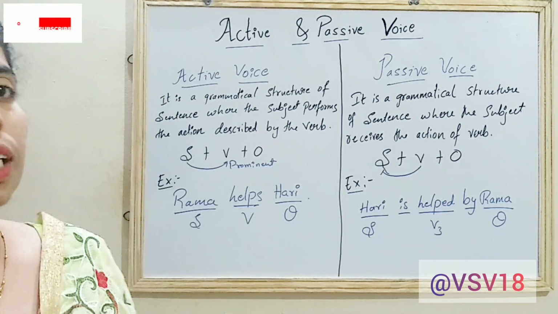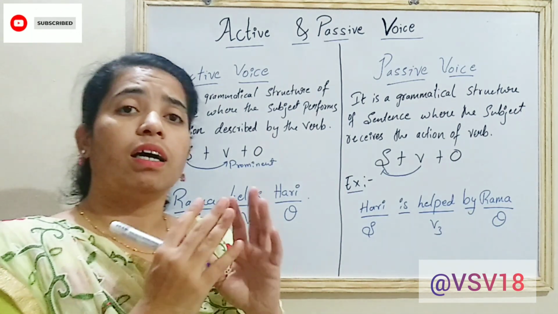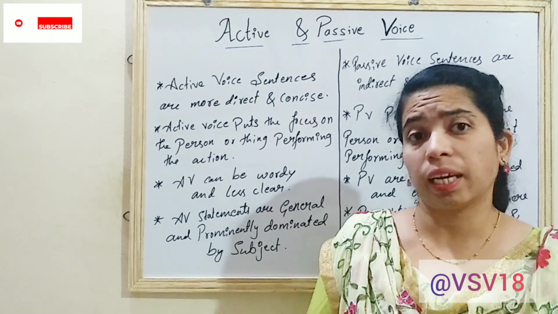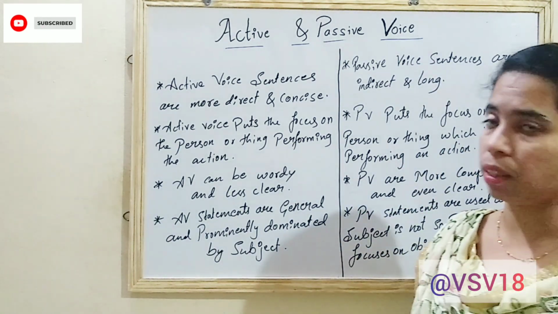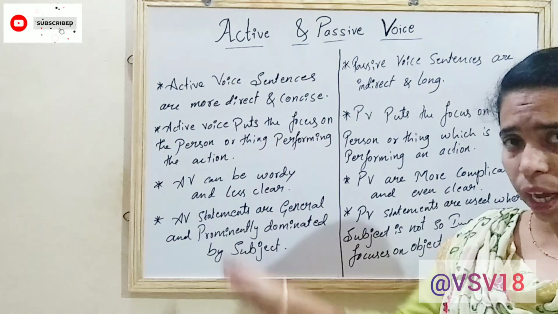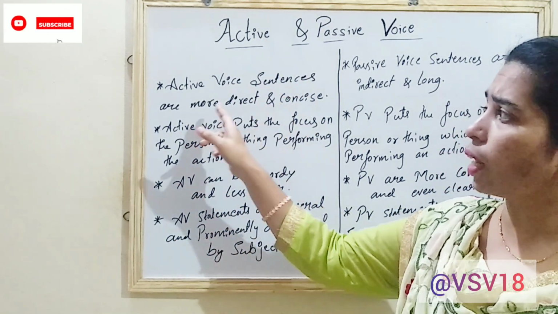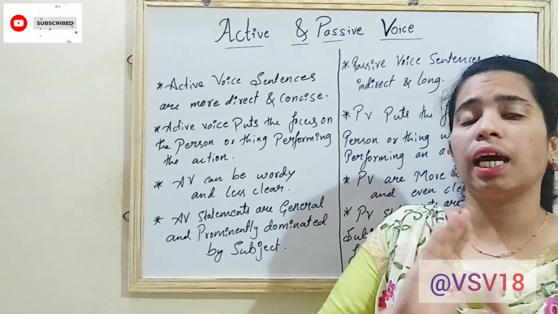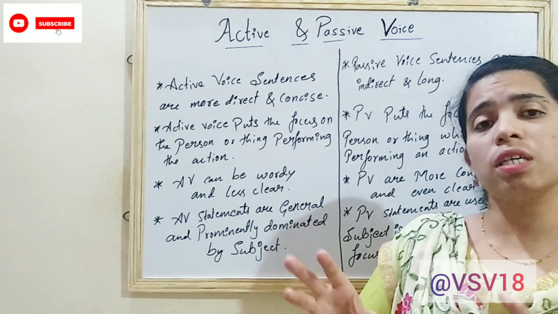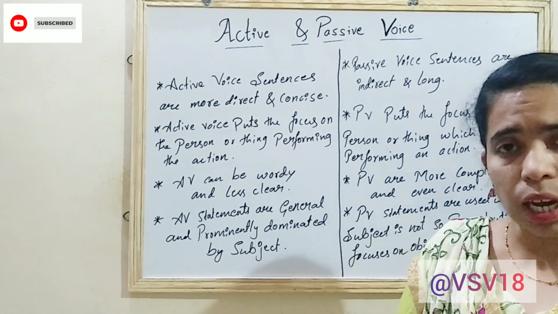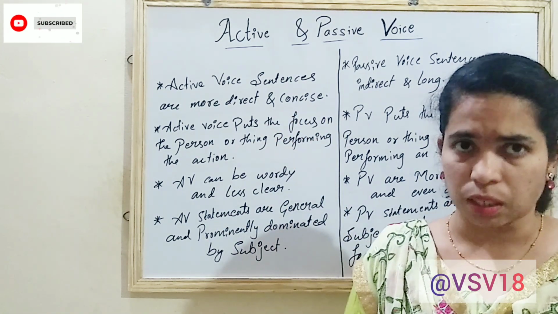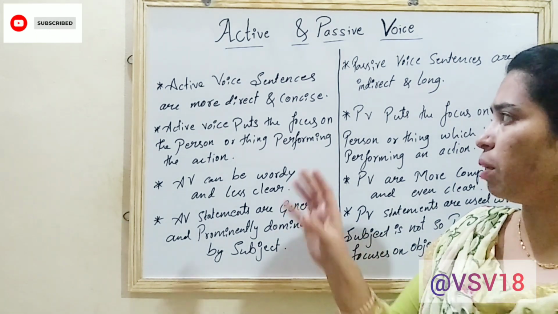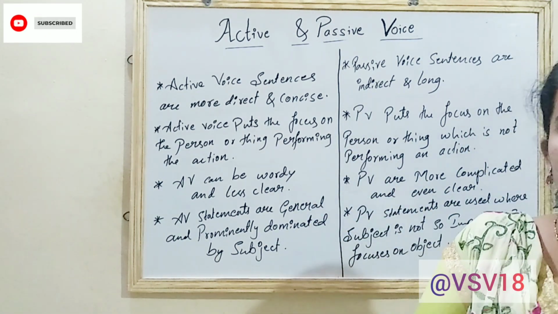Let us see some more specifications of active and passive voice. Let's continue with the main characteristics of active and passive voice, dear children. First, we will see the active voice part. Active voice sentences are more direct and concise. They are precise statements and give clear clarification of who is doing what. There is no doubt about the clarity of the subject: who is performing, what they are performing and what they are working on. It is very direct and concise.